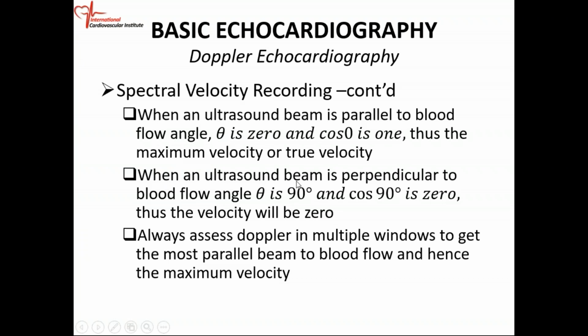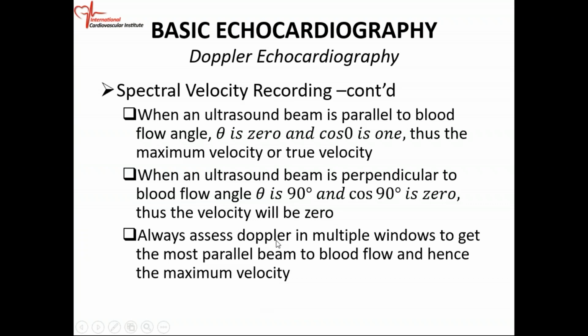When an ultrasound beam is perpendicular to the blood flow, then the angle theta is 90 degrees. Cosine of 90 is 0. Thus, the velocity will be 0. So if you're doing your Doppler and you're not seeing anything, you might be perpendicular to the moving structure you're looking at. So you're not going to get any Doppler shift or velocity.